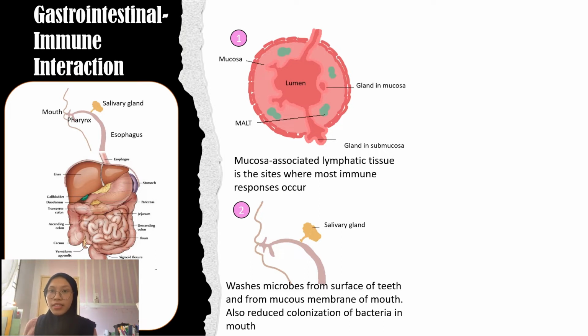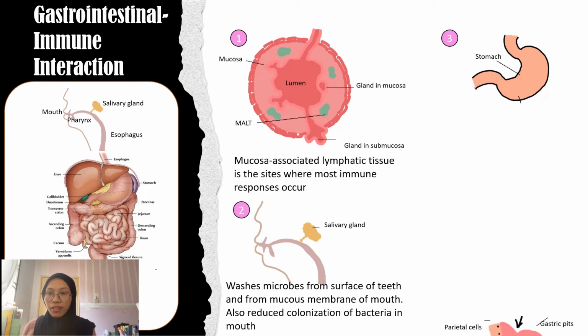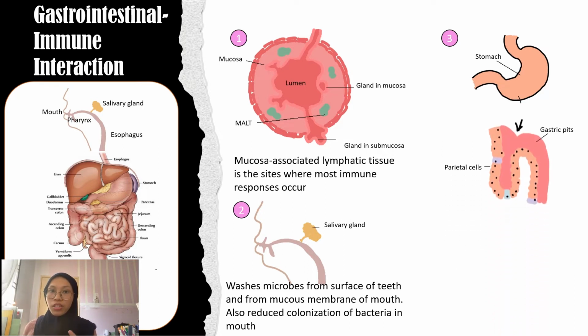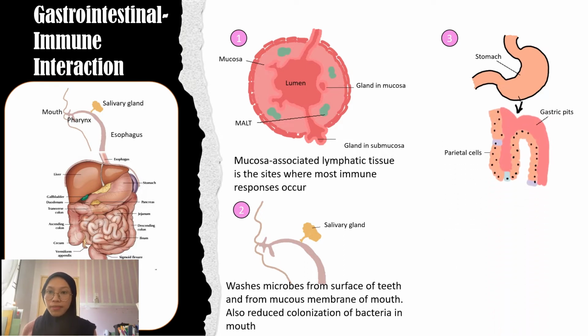Besides that, the stomach is also associated with the immune system. The stomach has 3 types of cells. One of them is parietal cells, which produce intrinsic factor and hydrochloric acid, which can destroy microbes in the stomach.